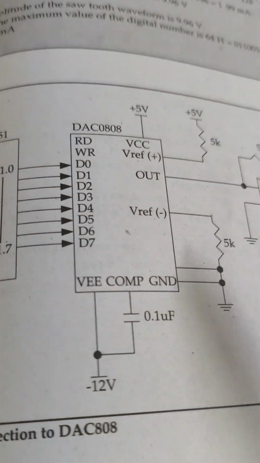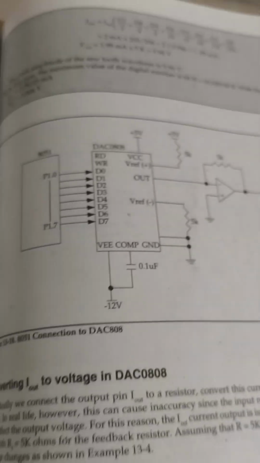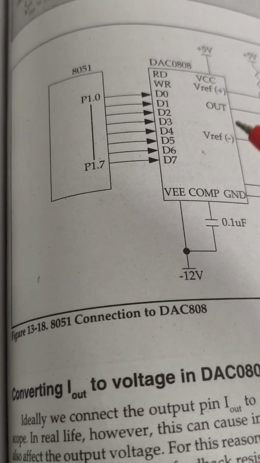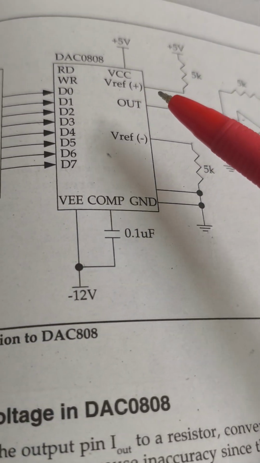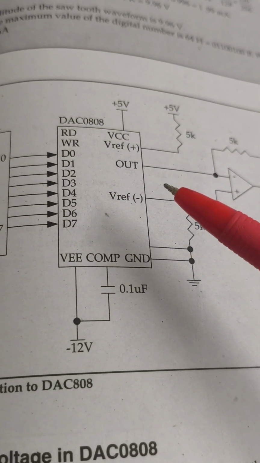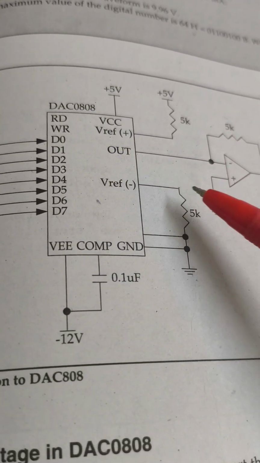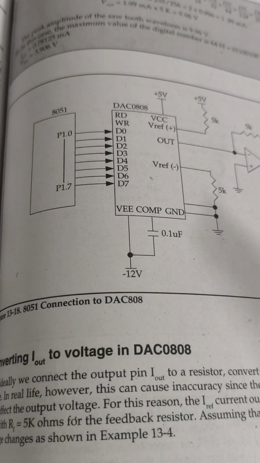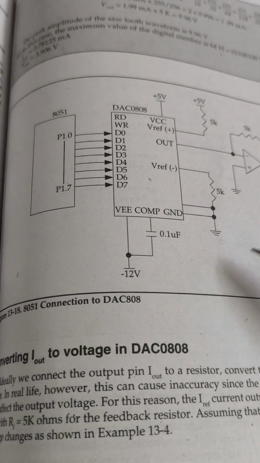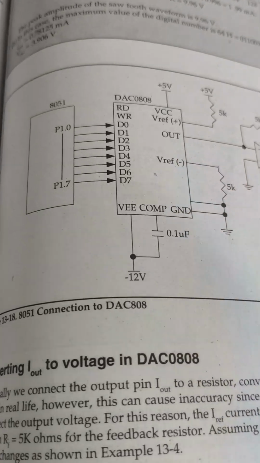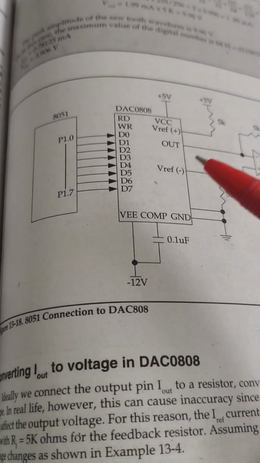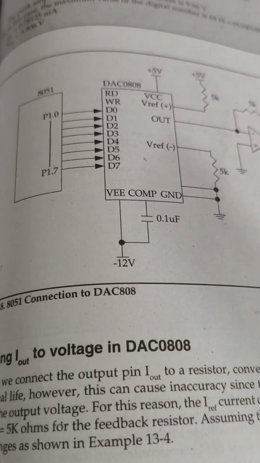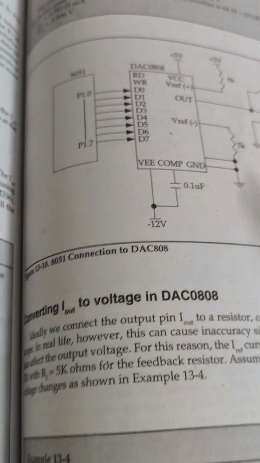Afterwards, interfacing with the DAC. Here they have given the diagram of how we can interface the 8051 microcontroller with the DAC 0808. But in this book he has not given a detailed explanation of how it will convert and transmit the digital signal to an analog signal, and they have not given much explanation about this.